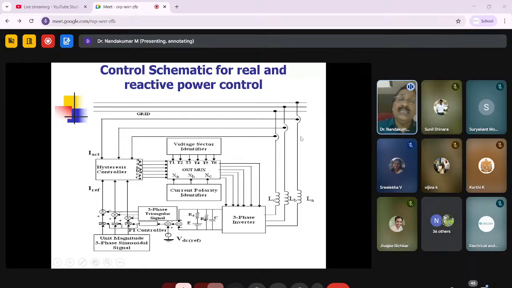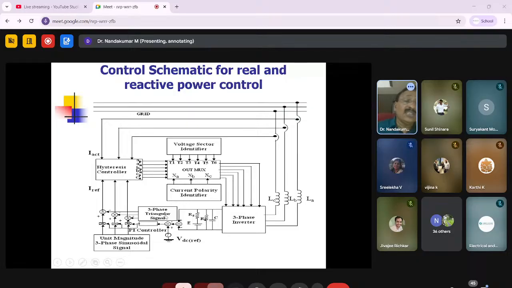Clear? If you want to inject a current in phase with the grid voltage, this unit magnitude signal you make using a PLL, so that it is in phase with the grid voltage. Therefore, this gives only the phase information, and the magnitude information is given by the output of the PI controller. Multiplication of these gives the reference currents in phase A, phase B, and phase C.